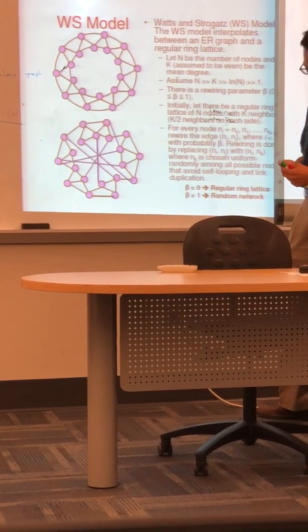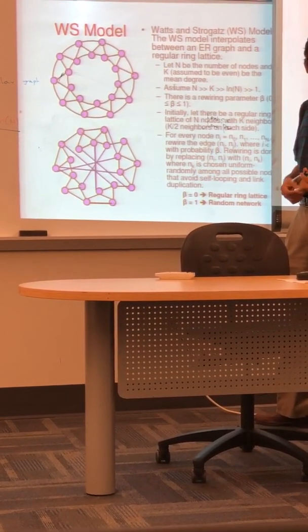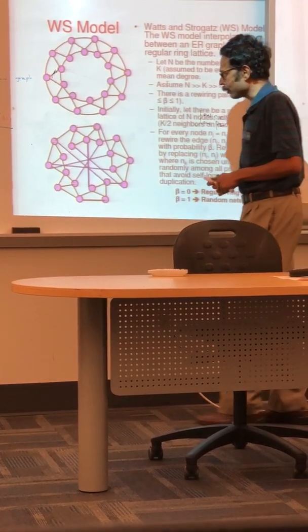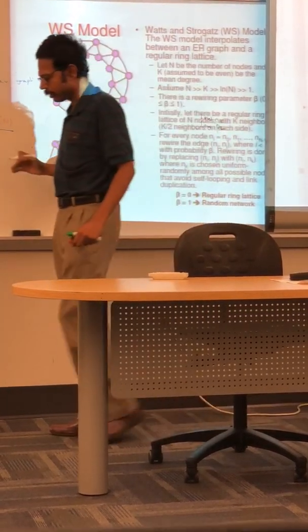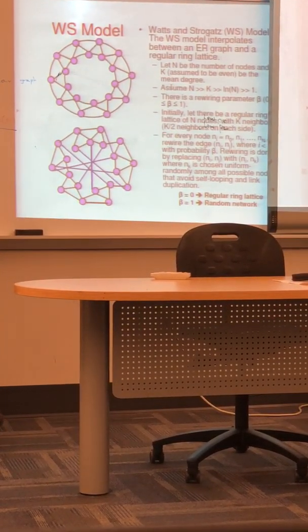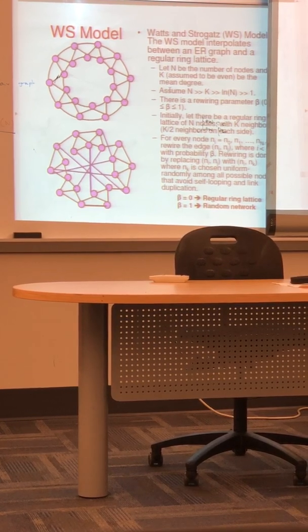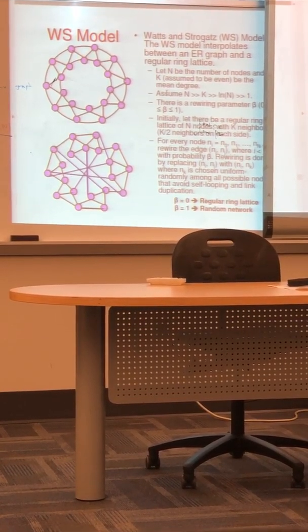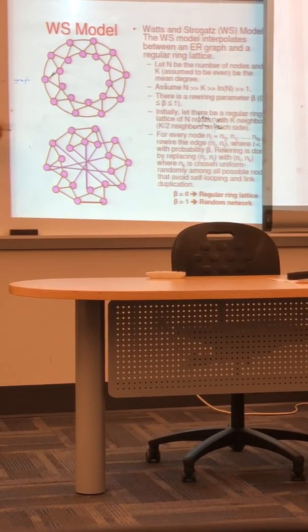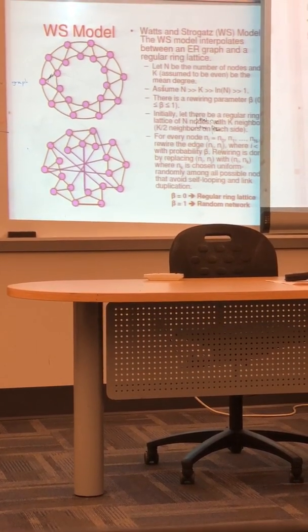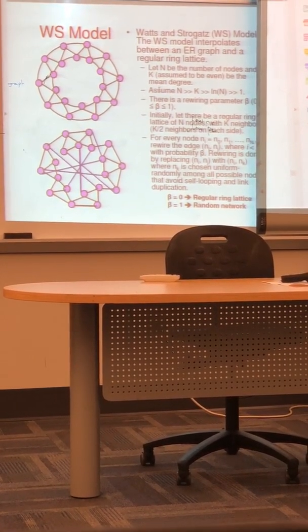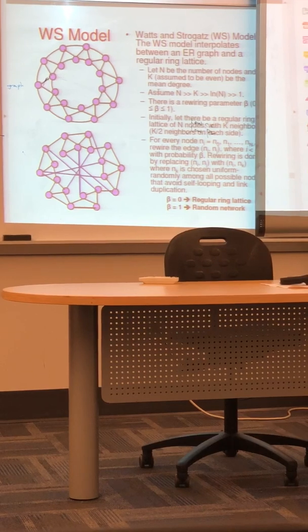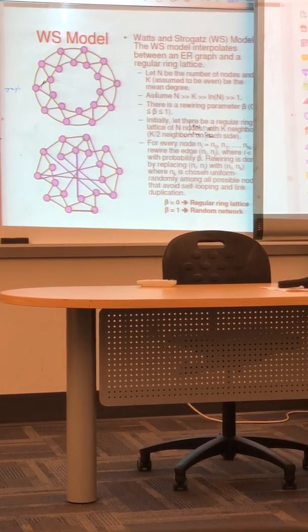Why are we using the WS model? To reduce the path length? To generate a network in which the path length is lower, at the same time without sacrificing too much of the clustering coefficient. Okay? So the Watts-Strogatz model is known for generating small world networks, like how the Barabasi-Albert model is known for generating scale-free networks.